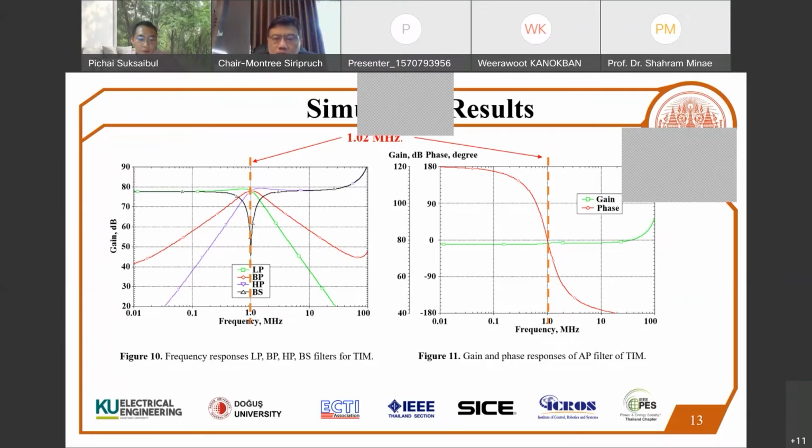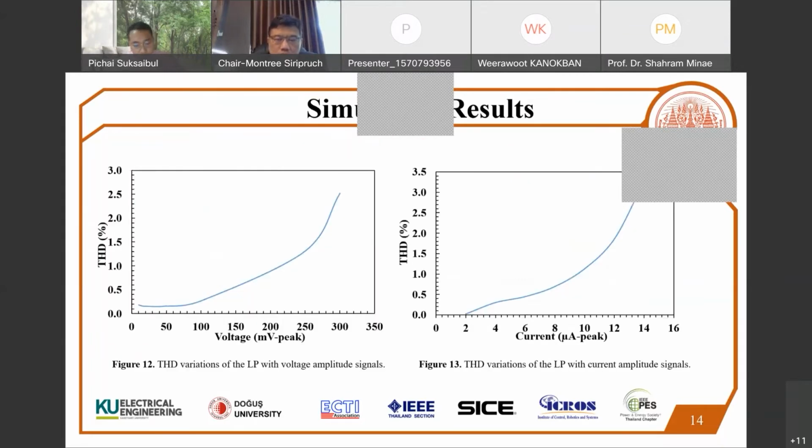While we put an amplitude voltage signal and current into the input at 100 megahertz of the low pass filter.